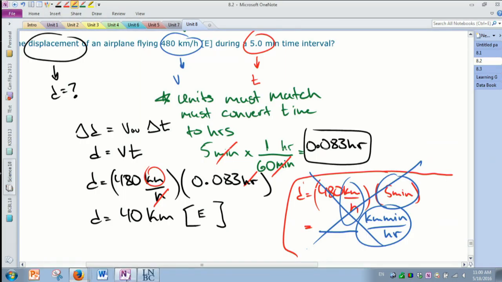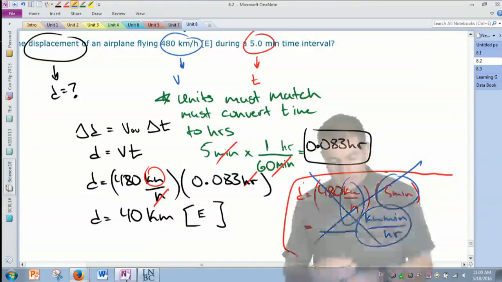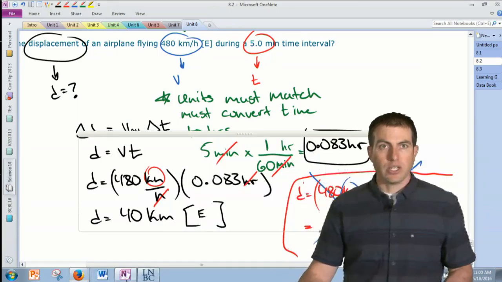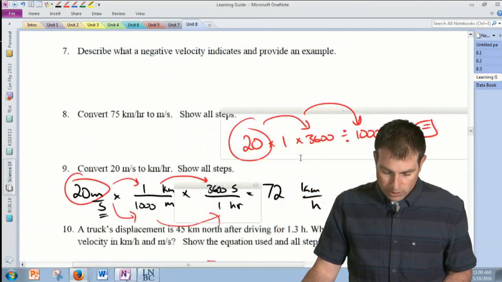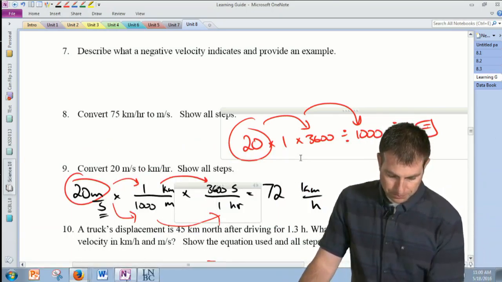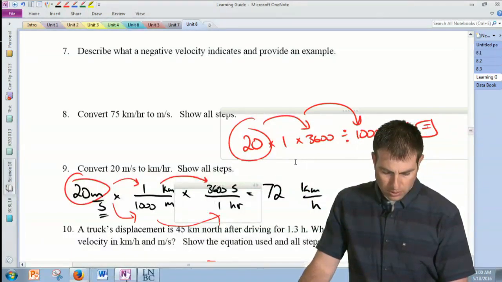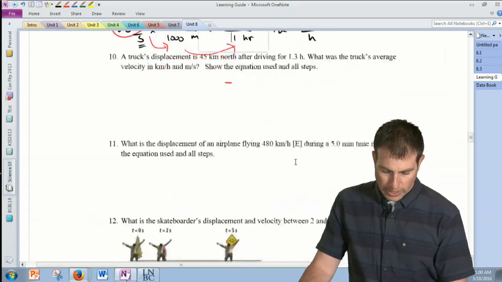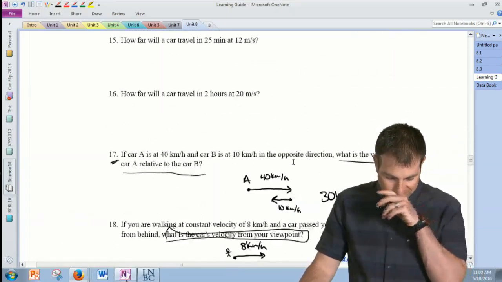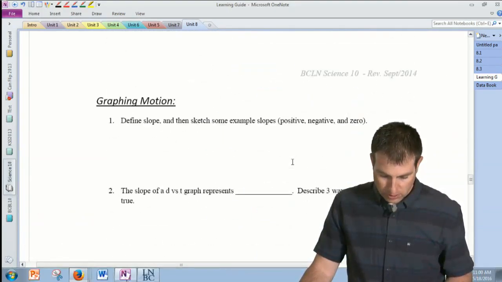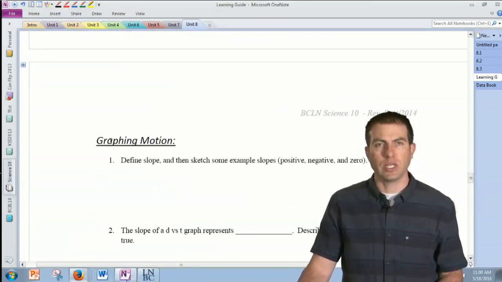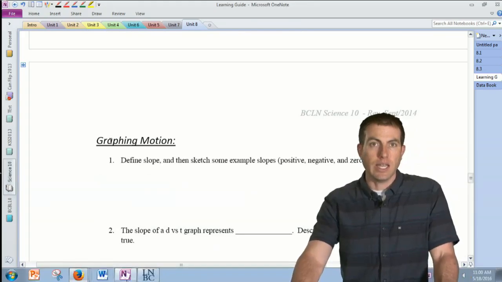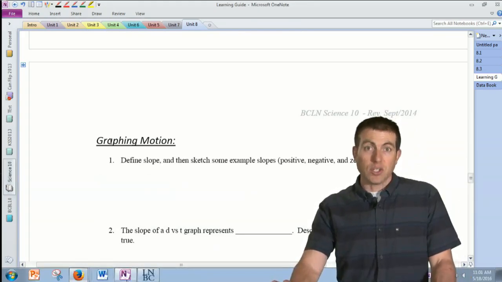20 minutes or so left, and it's not going to be enough time for section 8.3. Maybe I'll just look at the learning guide here and we'll see where we're at. So you guys should be good up to the relative velocity. So yeah, we should be good up to page 5. We haven't done graphing motion yet, and graphing motion will be 8.3. You guys can do all the graphing motion stuff.